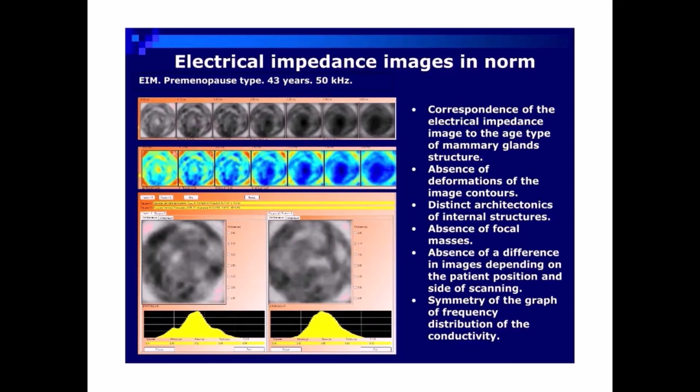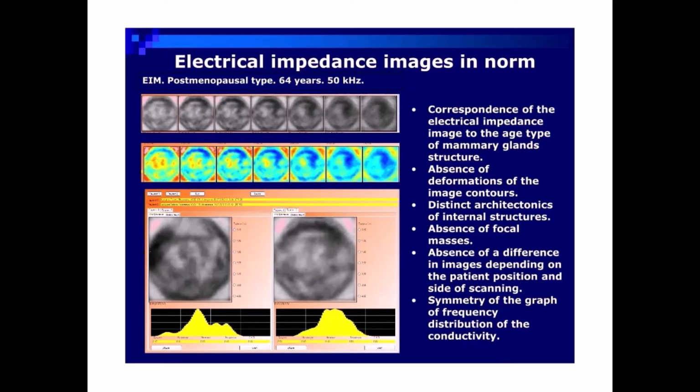Electrical impedance images in norm. EIM. Premenopause type, 43 years. 50 kHz. Correspondence of the electrical impedance image to the age type of mammary gland's structure. Absence of deformations of the image contours. Distinct architectonics of internal structures. Absence of focal masses. Absence of a difference in images depending on the patient position and site of scanning. Symmetry of the graph of frequency distribution of the conductivity.